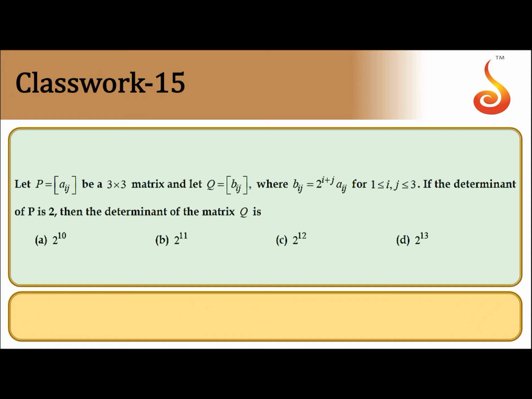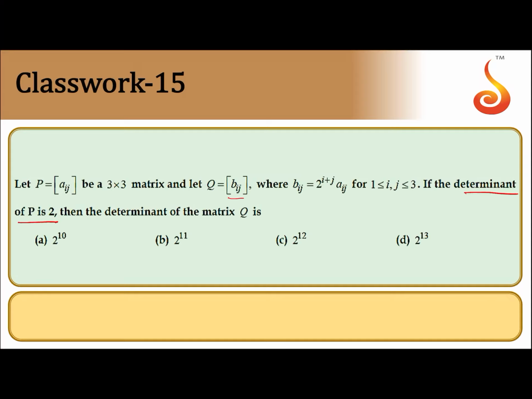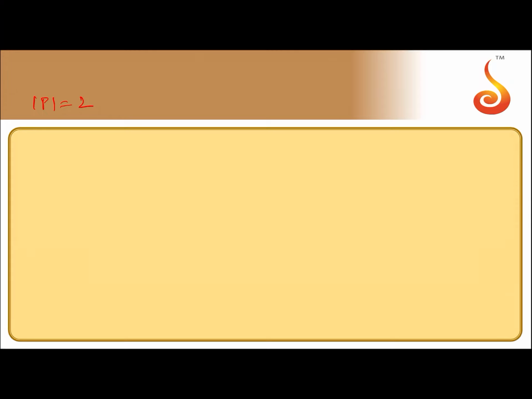Okay. Now let me take up P, the matrix. You are given the P matrix, Aij, of order 3 by 3, and Q is equal to Bij. Of course, the determinant of P is equal to 2. Det P is equal to 2. And the determinant of the Q matrix you need to calculate, where Bij is equal to 2 to the power of I plus j multiplied by Aij, for all I comma j. This is the formula for the Bij construction.